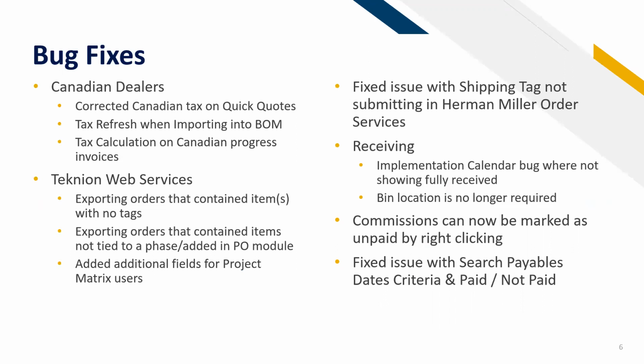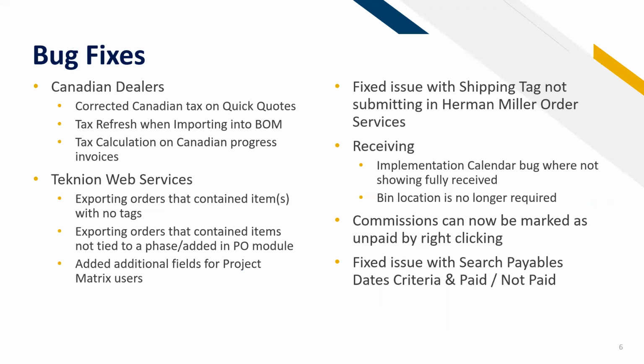We fixed the issue with the shipping tag not submitting in Herman Miller order services. That should no longer be a problem there. In receiving, if you've seen it in the past, there's a little exclamation point whenever you're scheduling next to your item that you've dragged and dropped onto the calendar. That is supposed to show if all items have not been received in full on that particular order. There was a small bug there, so now you should definitely be able to use that as a really nice tool. If there's an exclamation point, that means it has not been fully received.